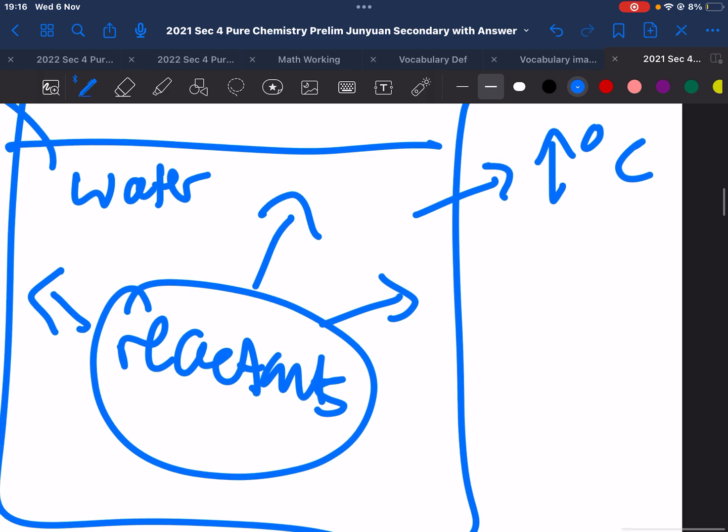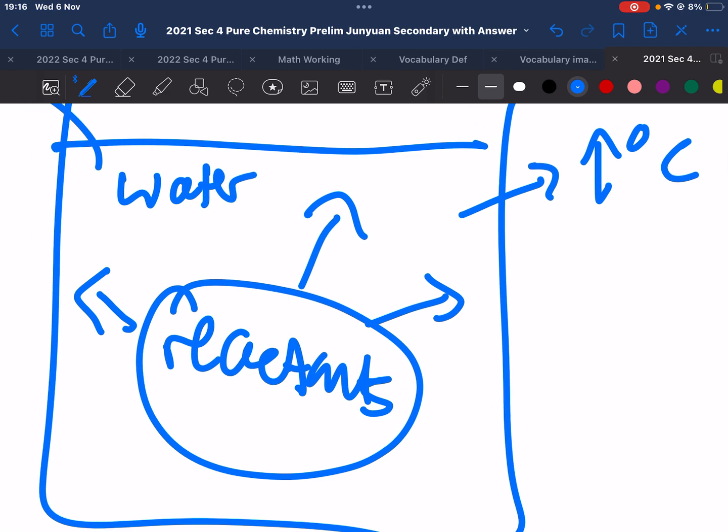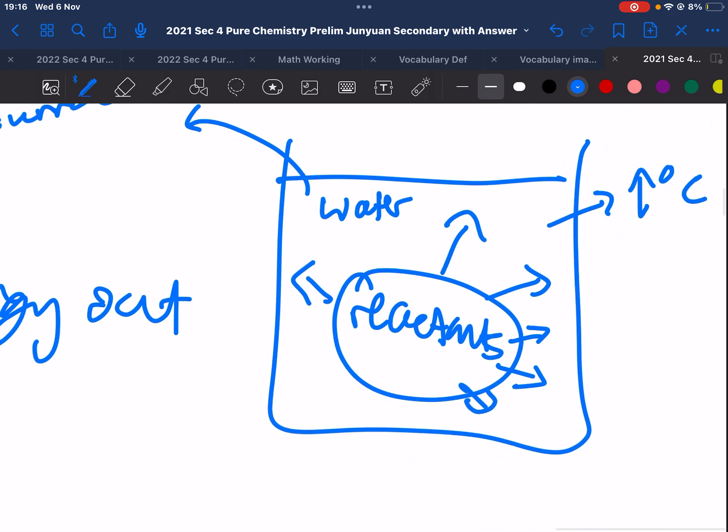So when the reactants in the water react, energy will be released to the water because it is an exothermic reaction. The water does not lose energy. The water is not reacting. Just imagine the water is air and you're reacting in air. Just imagine water is a medium where you react. So the energy is coming out from the reactants, not from the water.